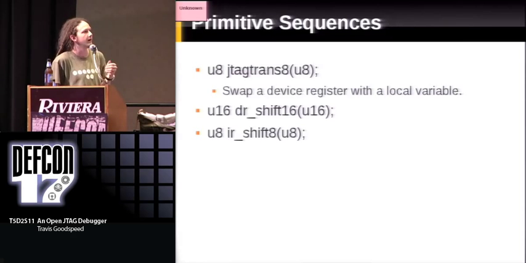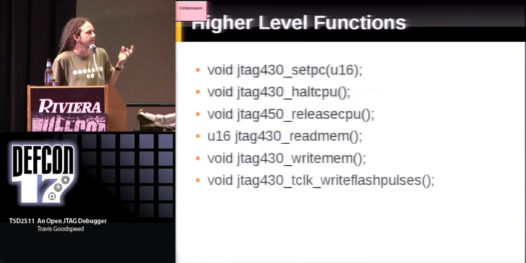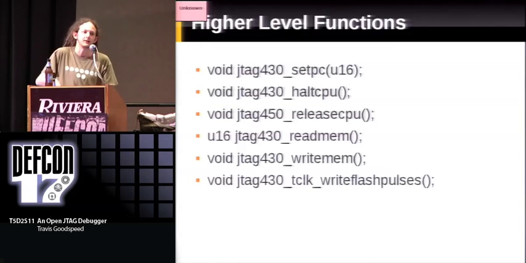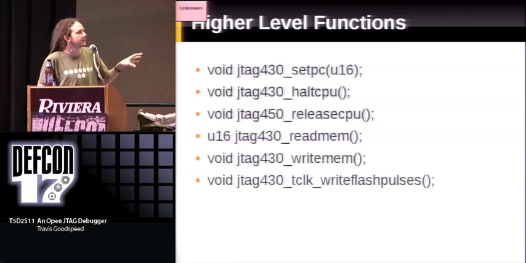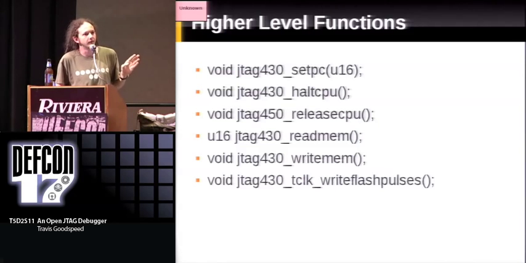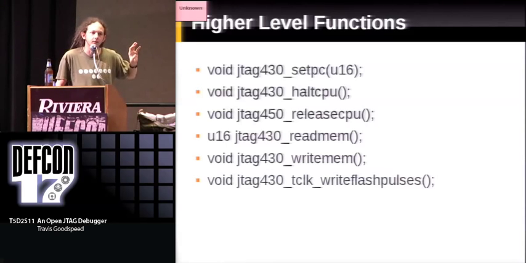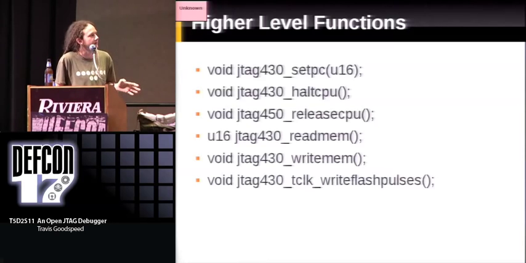And from these, you build higher level functions. There's JTAG 430, set PC, halt CPU, release CPU, all of the different things that you would need in a debugger. And these are documented, but others are not. I haven't yet figured out how to set a hardware breakpoint. I haven't yet figured out how to read registers other than the program counter. I'm working on it, and I've got the recordings to do it, but the point is that those things are not in the documentation, and getting them can be a bit fun.